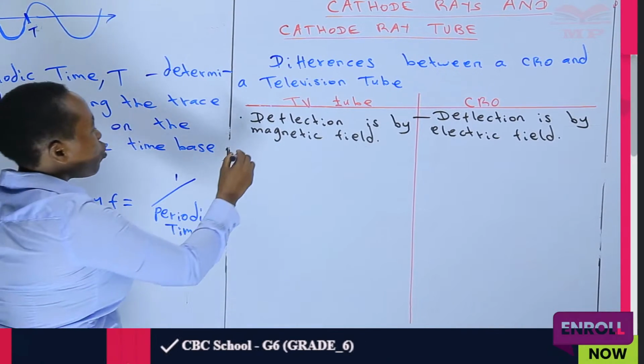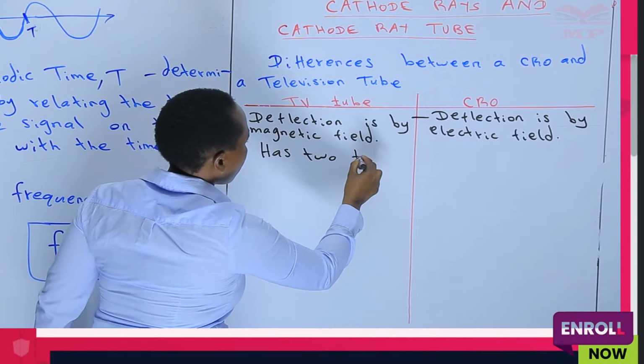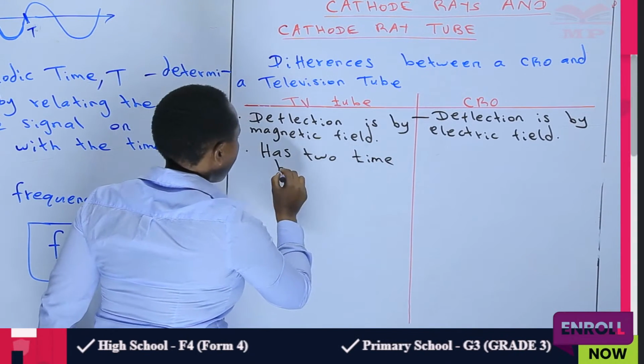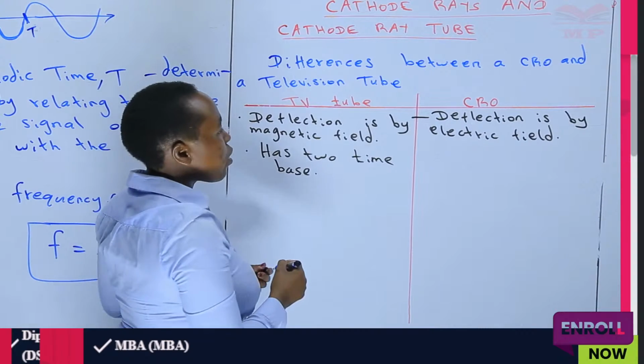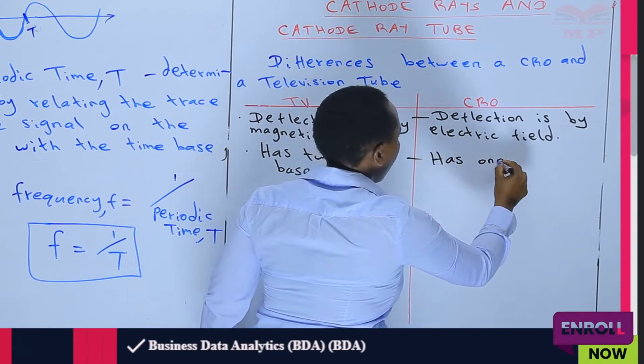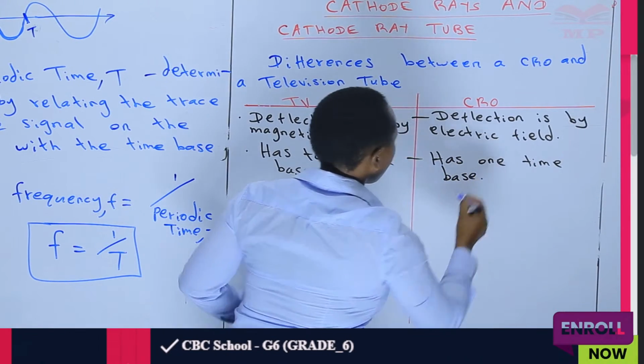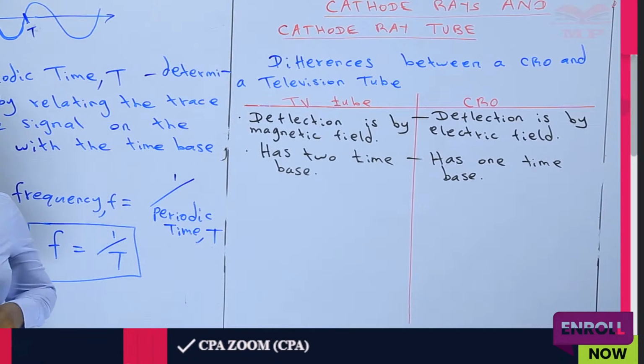Then a TV tube has two time bases. Whereas in a CRO, as we mentioned, it has only one time base, which we said is on the X plates.